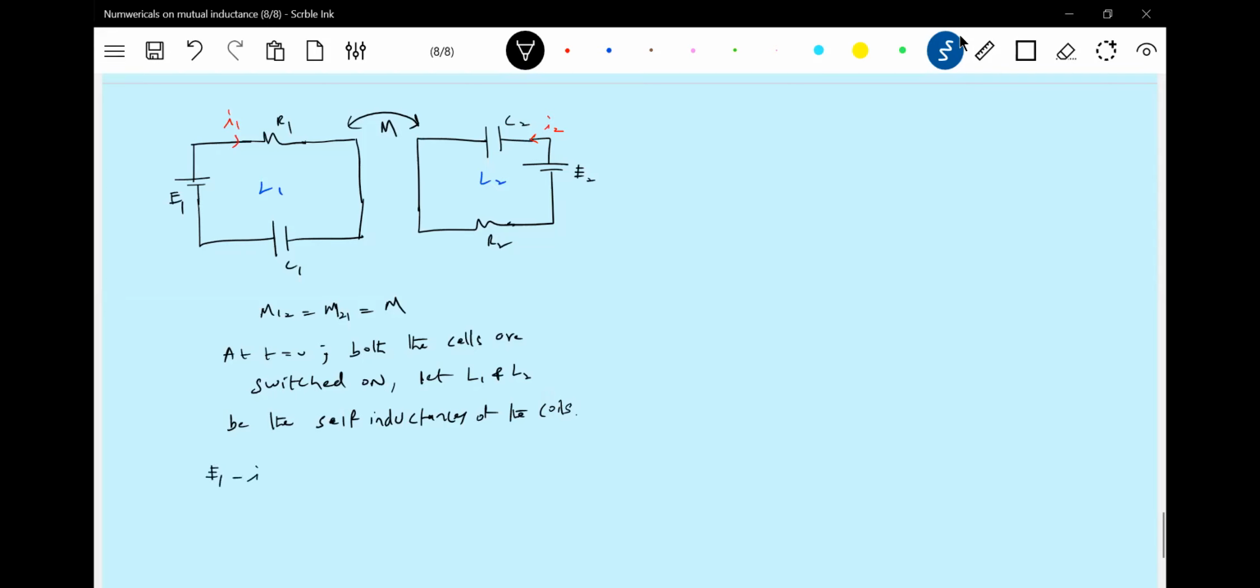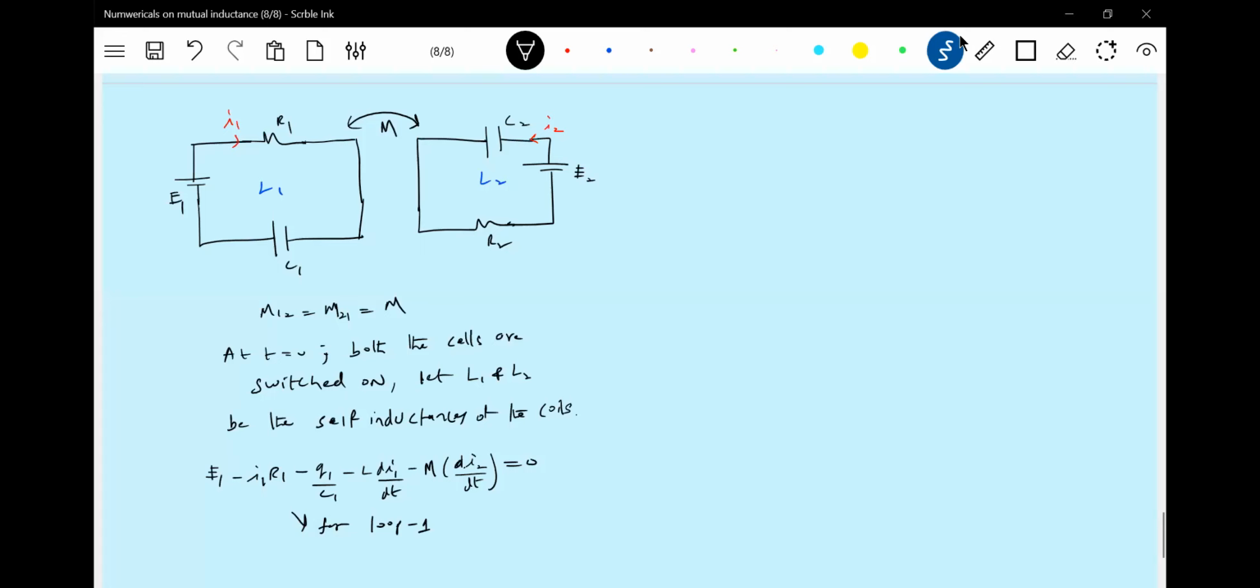E1, we are very familiar with a few things. What we are familiar with, we'll write down first, and there'll also be the self-inductance term, L di1 by dt. Then mutual inductance, M into di2 by dt, equals 0. This is for loop 1.